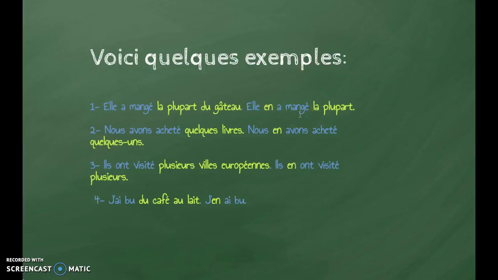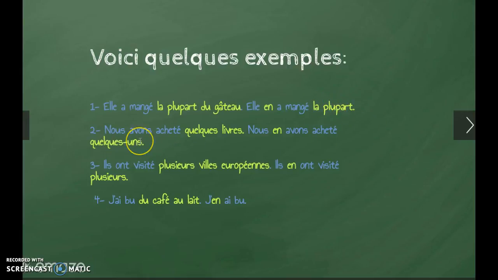And then how much cake did she eat? This is the expression of quantity that describes how much cake she had. La plupart, most of. And that expression is going to go at the end of the sentence. Elle en a mangé la plupart. So en is our pronoun that replaces du gâteau, and it goes before the verb. La plupart, the expression of quantity, goes at the end of the sentence.